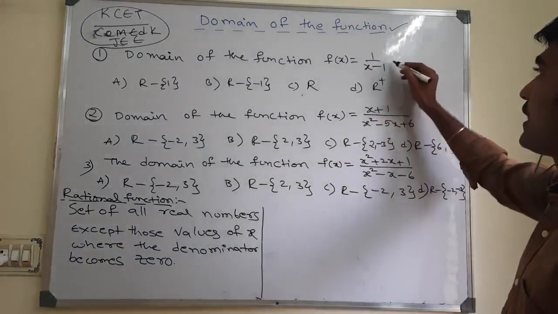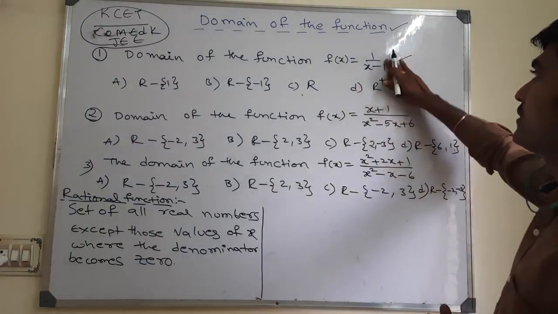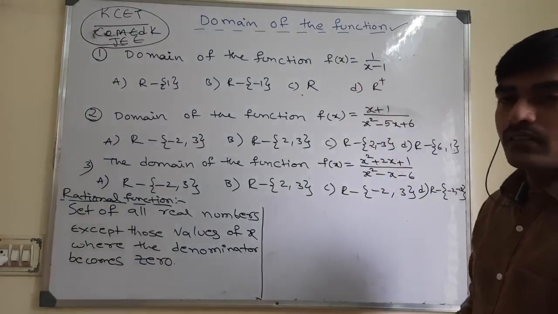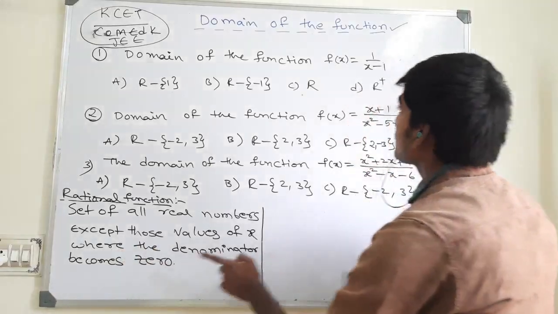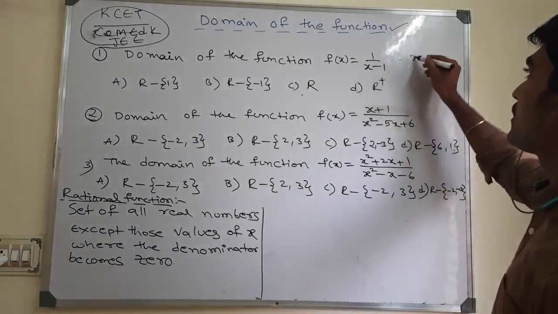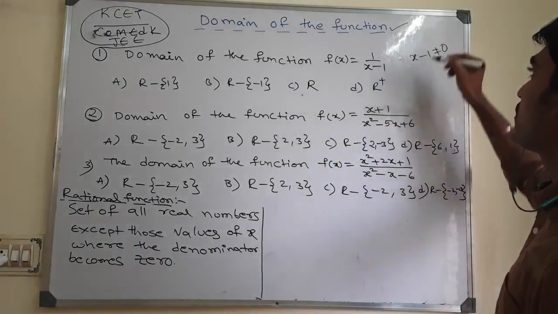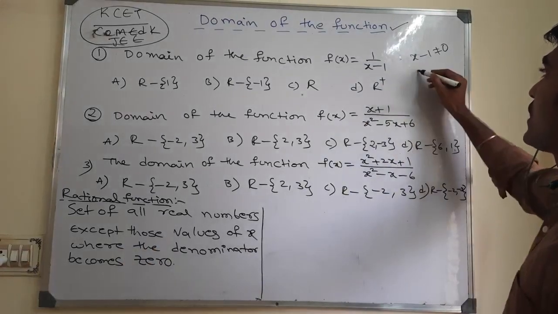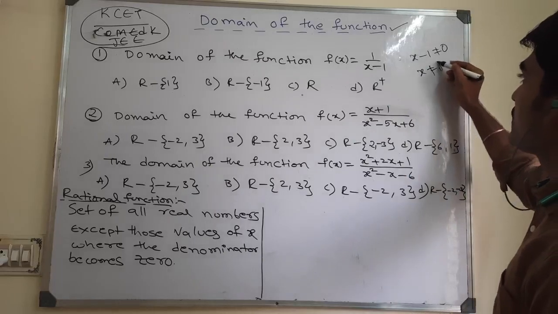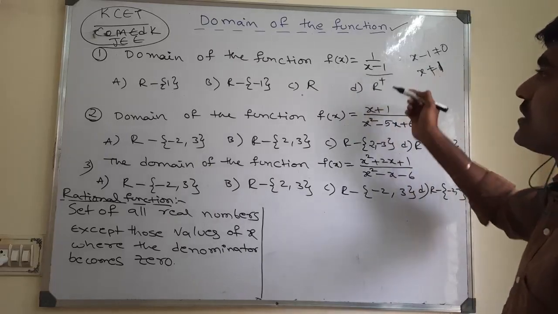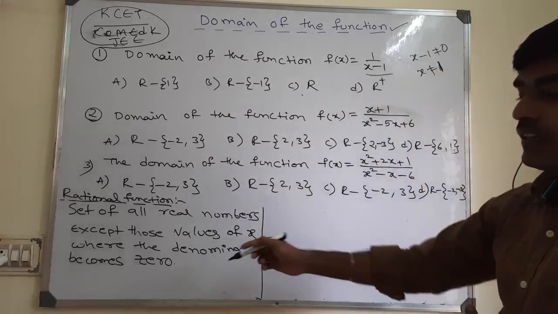So tell me, here I want to find this function's domain. What are they telling? Except those values of x where the denominator becomes 0. The denominator value cannot be equal to 0, that means x is not equal to 1. Yes or no? If I take 1 minus 1, it is going to become 0. That is what they are telling.